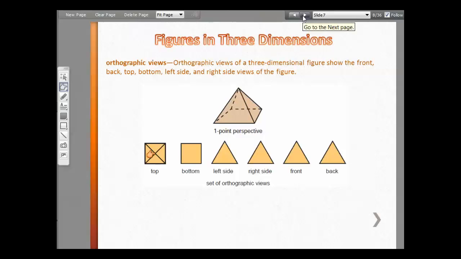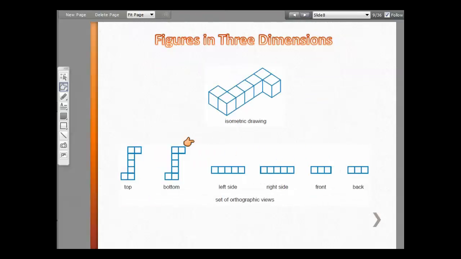I bet y'all are very used to orthographic drawings. Most people do really well with them. This is what you're used to. Well, this is an isometric right here at the top. This is what you're used to seeing on your standardized test. They'll give you this drawing right here and tell you to pick out which ones are right and not right and things like that.